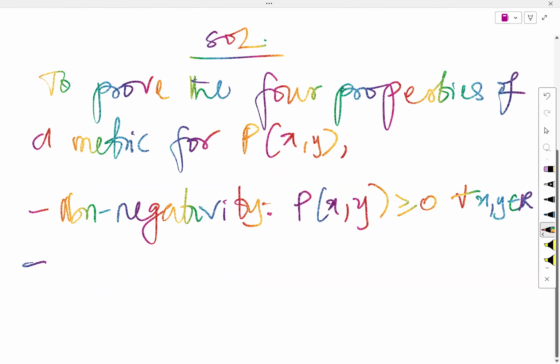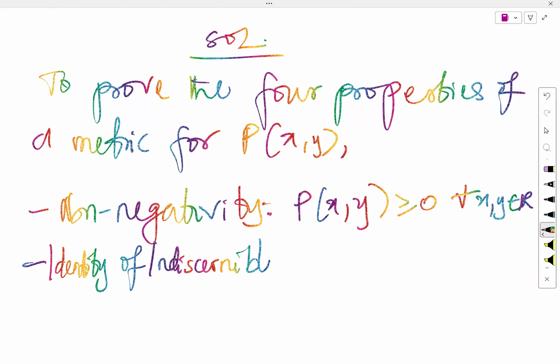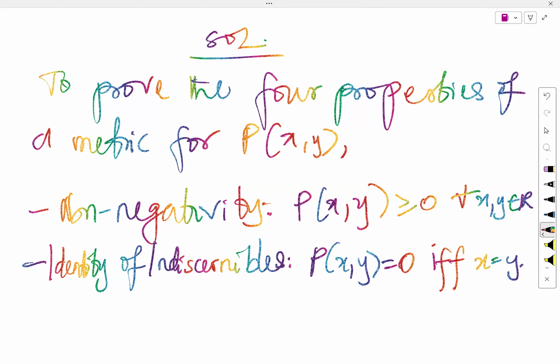Okay. And then we have what you call the identity of indiscernibles. And what that simply says is that P of x comma y is 0 if and only if x is equal to y. And you need to understand that anytime you have if and only if, it means that you have to prove it from left to right, and from right back to left. Okay, that is what if and only if implies.